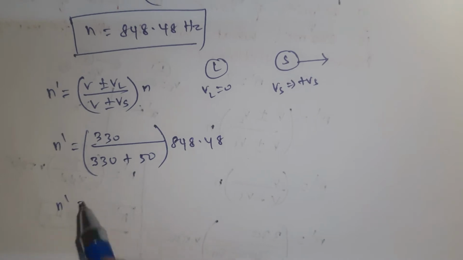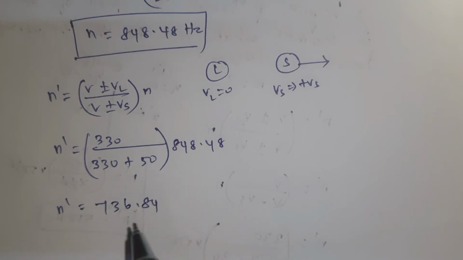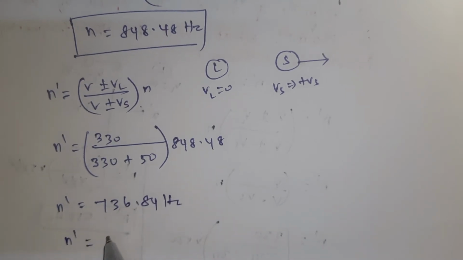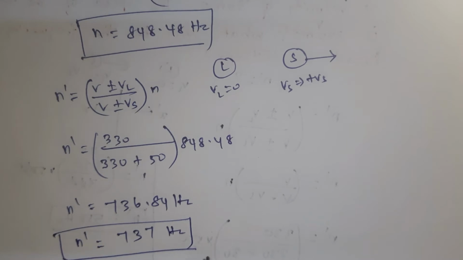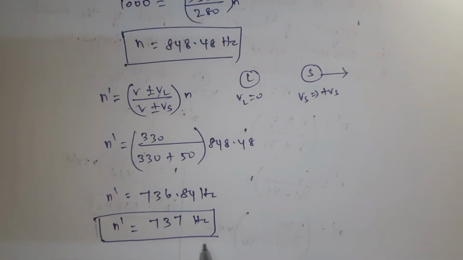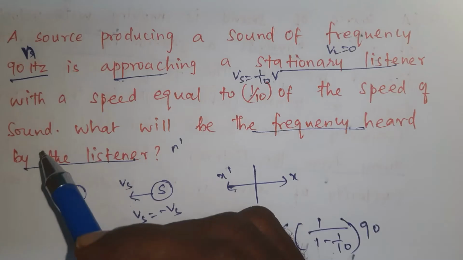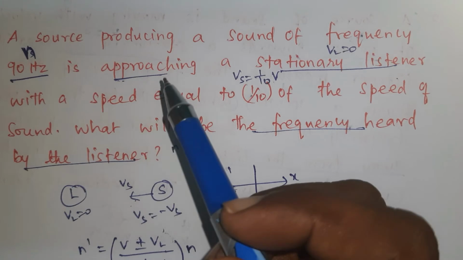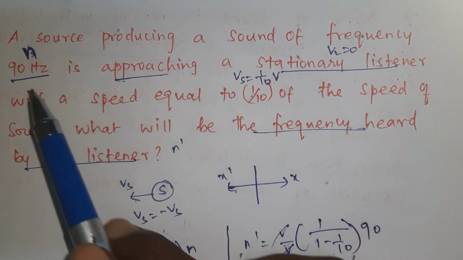Now n dash is equal to, if we simplify these values, we will get 736.84 Hz, or we can round off the value: n dash is equal to 737 Hz. This is the apparent frequency heard by the listener in situation 2. This is the answer.